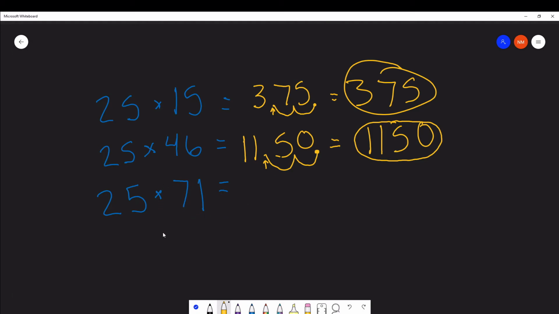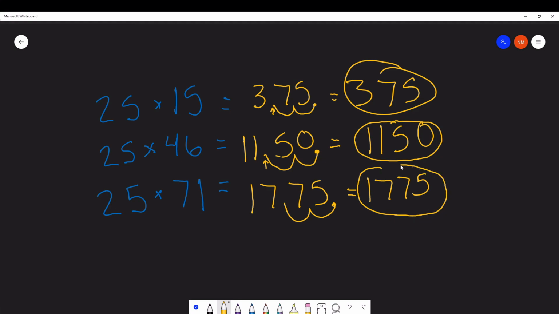And finally, we have 25 times 71. 71 divided by 4 gets us 17.75. And once again, we just move this decimal point over twice because we're multiplying it by 100, and we can get 1,775. 25 times 71 is 1,775.